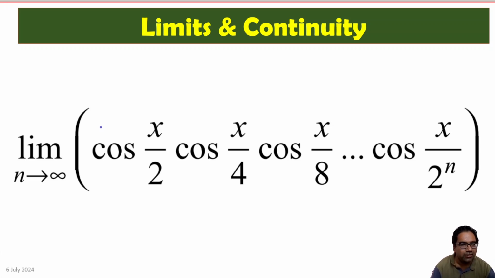We have a nice problem here. Limit n tends to infinity of cos(x/2), cos(x/4), cos(x/8), up to cos(x/2^n). Basically, this looks like it is going in a geometric series, right? 2, 4, 8, 16, 32, likewise. Obviously we have so many terms here till x/2^n.